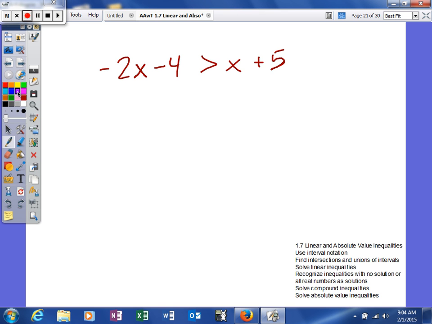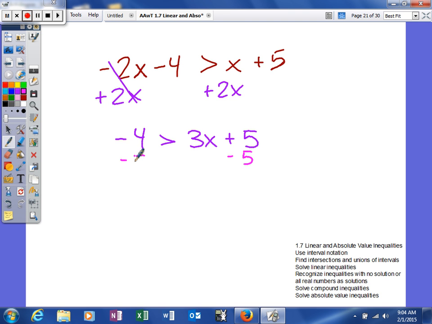But it doesn't matter to me, so I'm going to go ahead and move this 2x to the other side. So my goal is to get my variables on one side. That's going to cancel, leaves me negative 4 is greater than 3x plus 5. So I'm going to go ahead and subtract 5 from both sides now. When I do that, I will get negative 9 is greater than 3x. My next step is go ahead and divide both sides by 3. And I'll get negative 3 is greater than x.